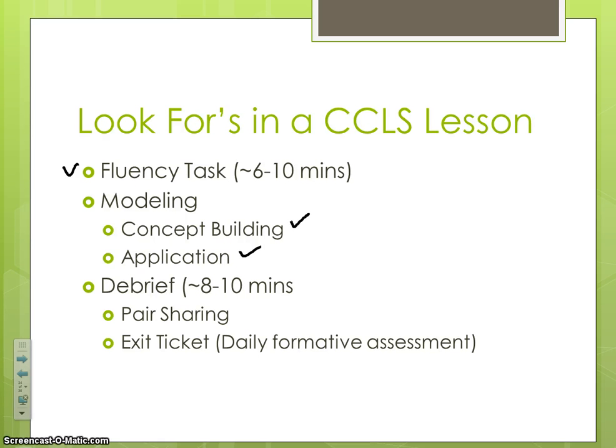And one of the most important pieces, and one I think most teachers have done in the past, but not necessarily daily, is the exit ticket, a daily formative assessment on the topics that students are learning to prove that they actually know it. And so that's one of the things that will be incorporated into all the modules.